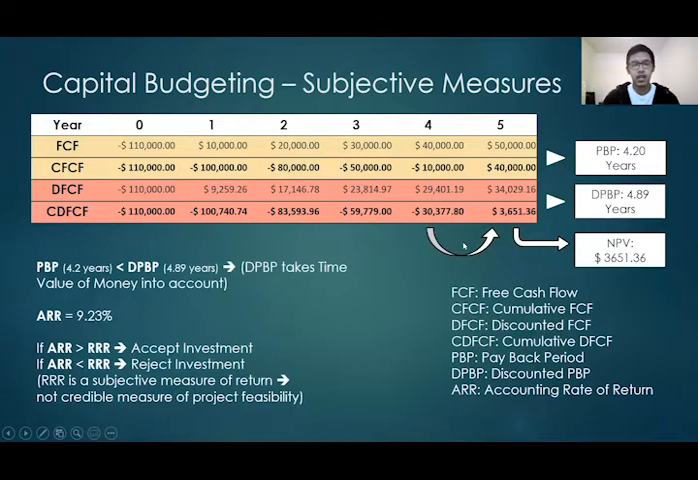If we take a look at Delta's cash flows over the investment and the project, the payback period is 4.2 years, and the discounted payback period is 4.89 years. This is bigger because the discounted payback period takes the time value of money into account. We calculated the accounting rate of return at 9.23%, and we compared this to the required rate of return. This is not a credible measure of project feasibility because the required rate of return is a subjective measurement, or an opinion from the investor for the project.